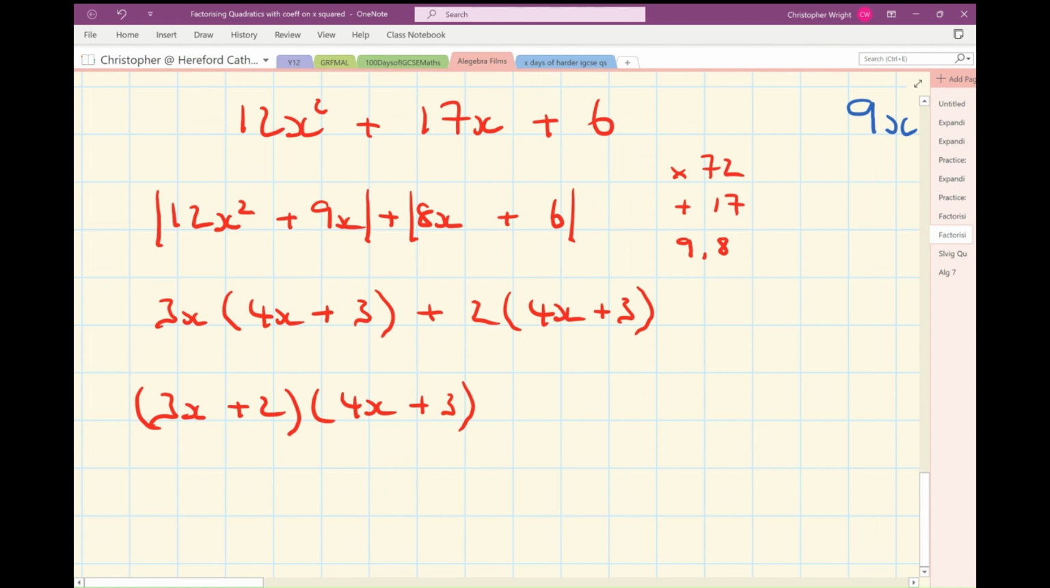And you could just multiply this out in your head and check that. Yes, I am going to get 12x squared. I am going to get 6 at the end. My nose gives me 8x. My mouth gives me 9x, gives me 17x in all.